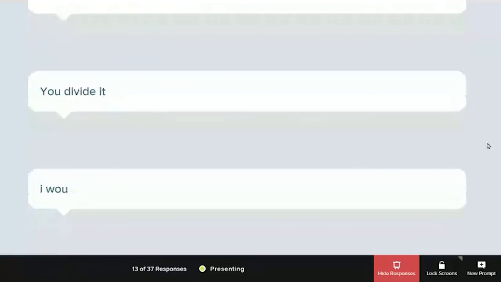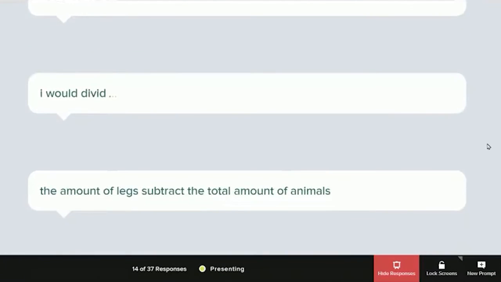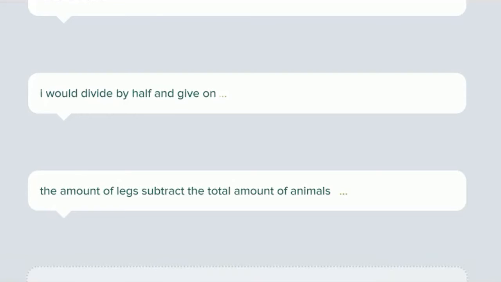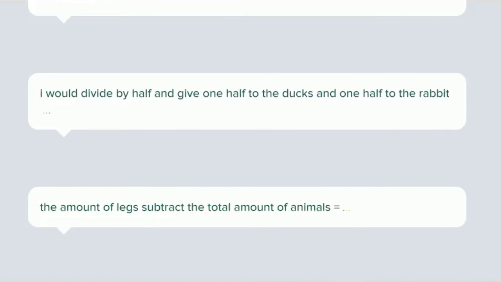You divide what? The amount of legs subtract the total amount of animals. So you're saying we use 94 legs subtract the total 35 animals, and what would that give you? Remember, I want you to practice using a symbol to represent. So we are looking for the number of chicken and the number of rabbits. So think, how can you use a letter or symbol to represent the thing you are looking for?